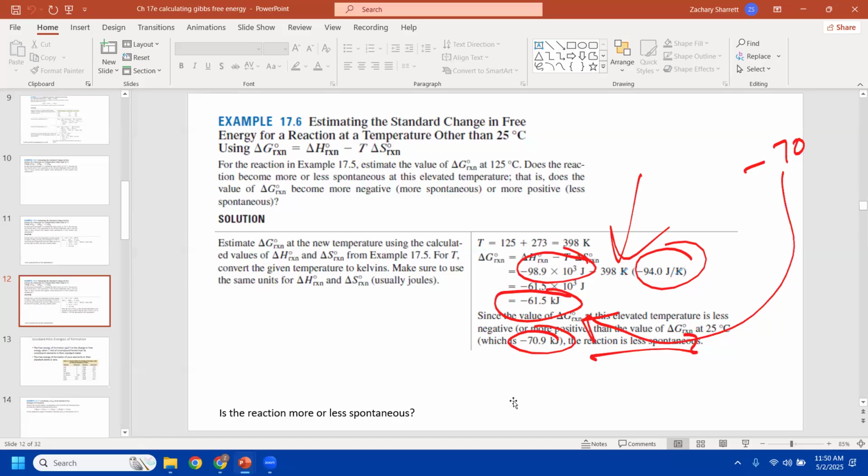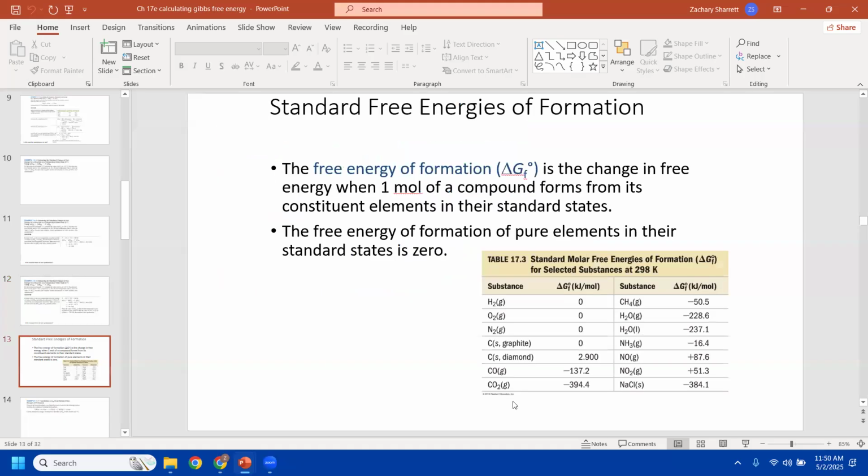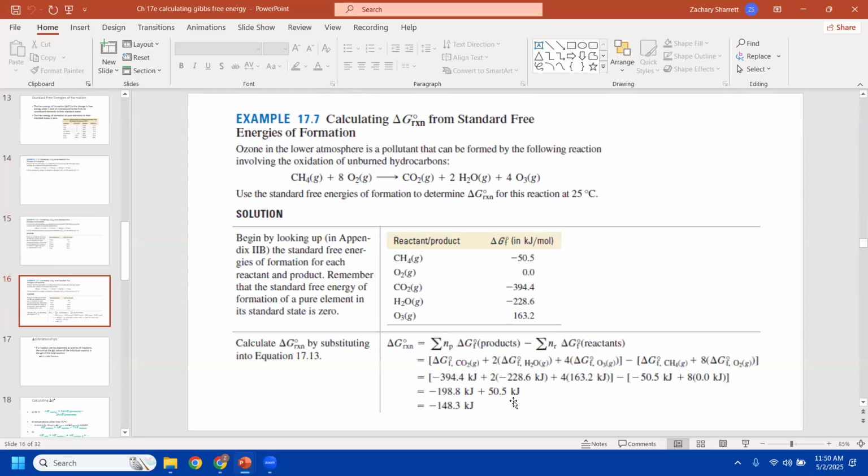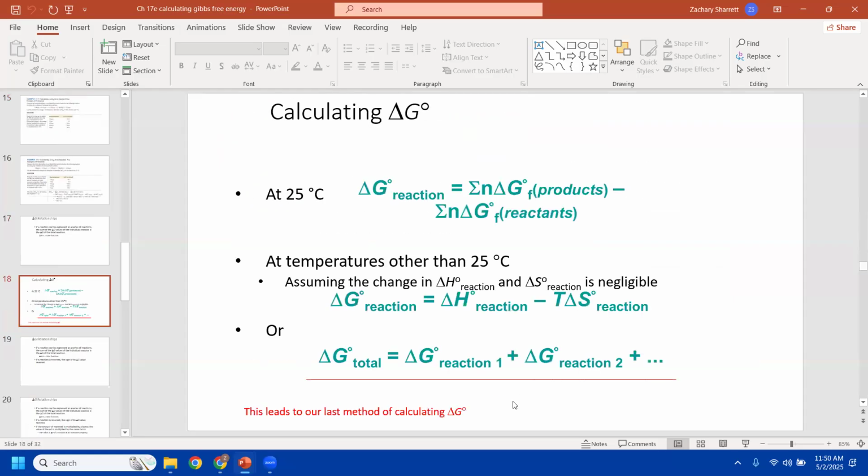So is this good information for someone who's trying to make something, like for a production company? Usually we say, let's heat it up and that'll make it happen faster. And maybe it does, but now it's getting less spontaneous. Maybe that's not the best thing, okay? So that pretty much wraps up most of chapter 17. I don't think there's much other stuff. Let me just double check. This stuff is just redoing things.